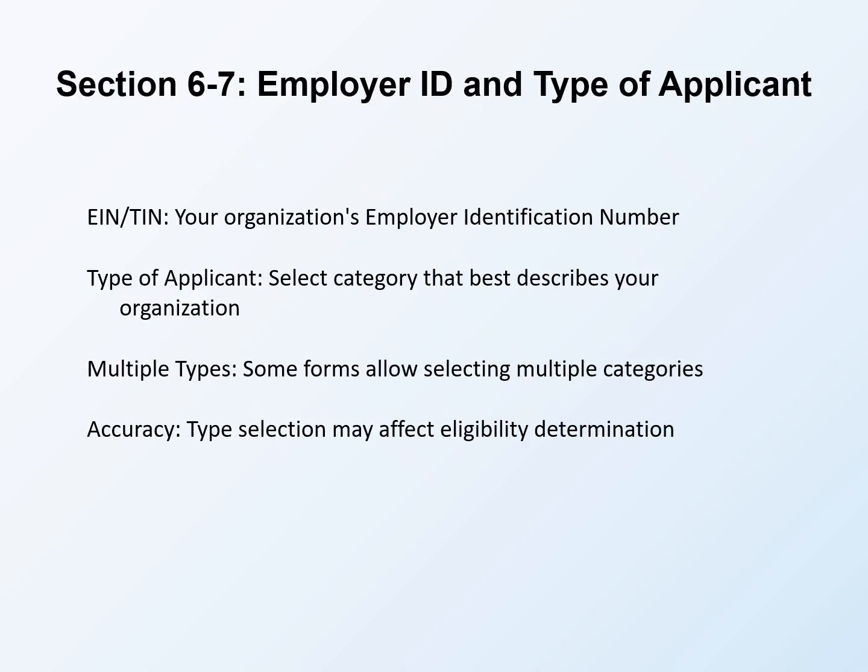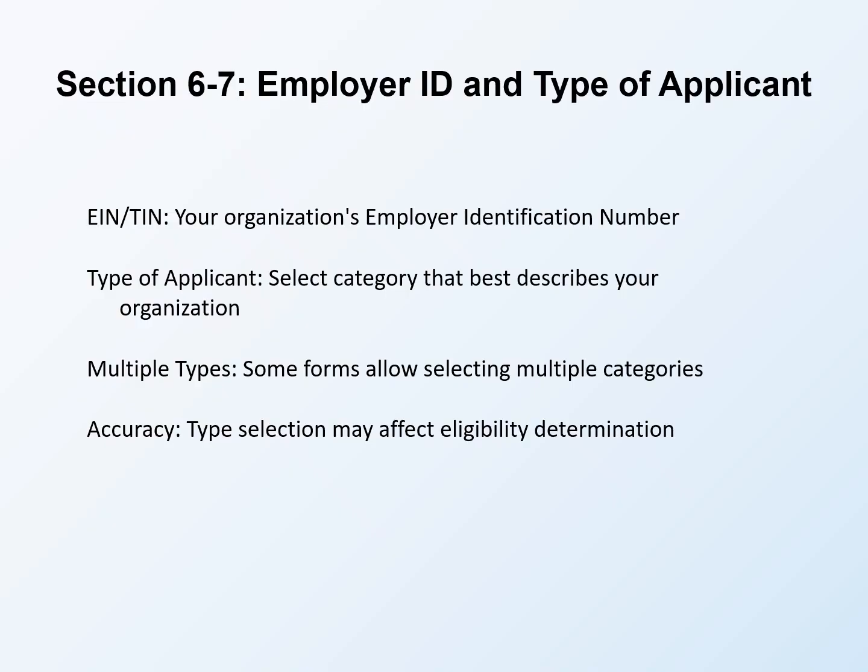Sections 6 and 7 identify your organization for tax purposes and by category type. EIN or TIN is your organization's employer identification number, also called tax identification number. This is the 9-digit number assigned by the IRS that identifies your organization for tax purposes. Enter it accurately, as this number links to your financial and tax records.